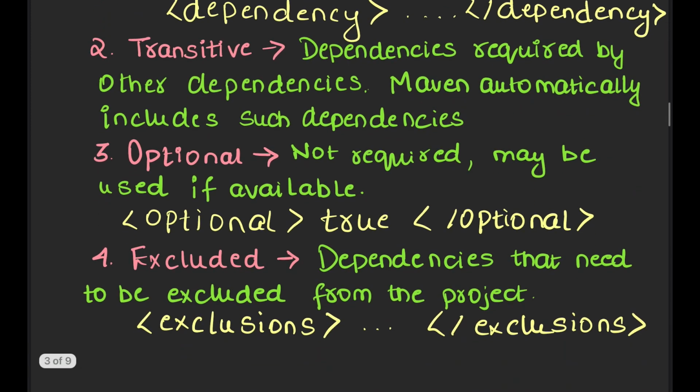The next type is optional dependencies. These are dependencies that are not required by the project, but may be used if they are available. These dependencies are specified using the optional element within the dependency element. The next type is excluded dependencies. These are dependencies that are excluded from the project. These dependencies are specified using the exclusions element within the dependency element.